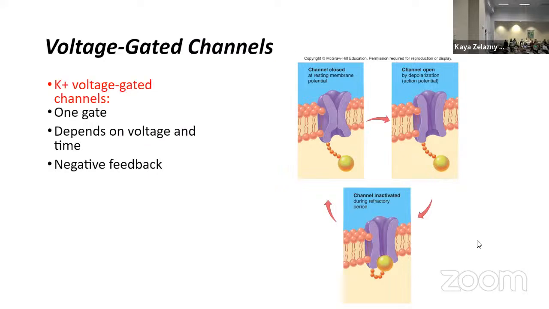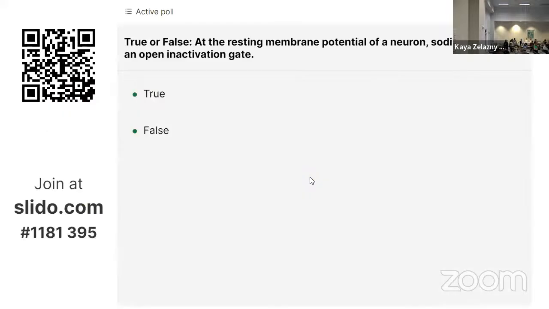So for those voltage gated channels for potassium, we've got just one gate. It depends on the voltage. We're getting to positive 30 around that 1 millisecond mark, so we can think of both voltage and time when we think about our potassium voltage gated channels. We think of this as a mechanism for negative feedback, right? Because we had a change in one direction, and now we're having a change in the opposite direction, which is our negative feedback typical of homeostasis.